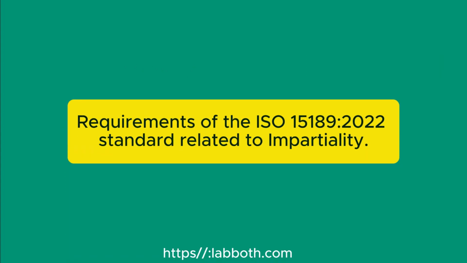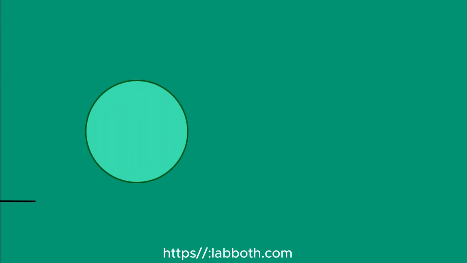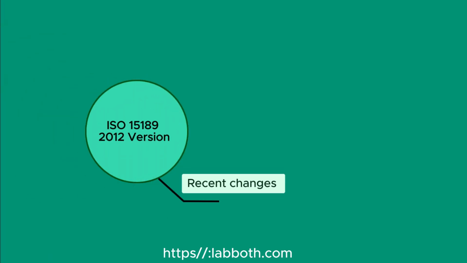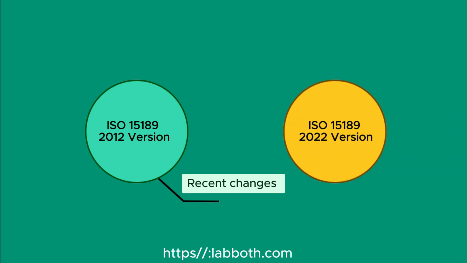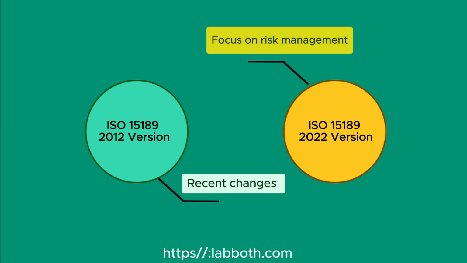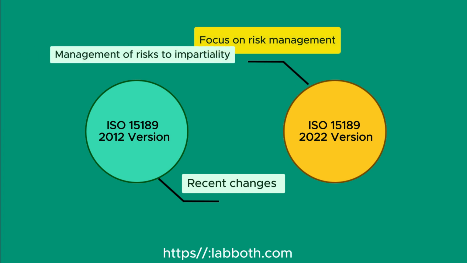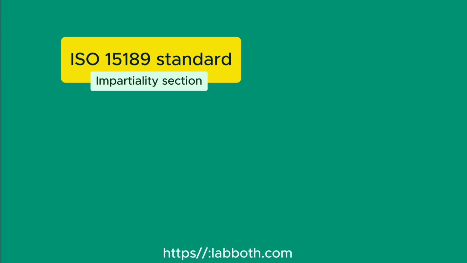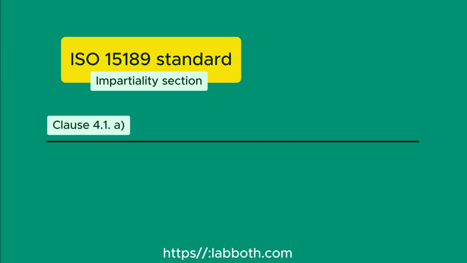Requirements of the ISO 15189:2022 standard related to impartiality. Among the most recent changes to the ISO 15189 standard, significant shifts have occurred. One of the fundamental changes is the focus on risk management, which includes the management of risks to impartiality. To account for the sections where the standard refers to this topic, we have identified the main sections and present them to you briefly. Clause 4.1 A.